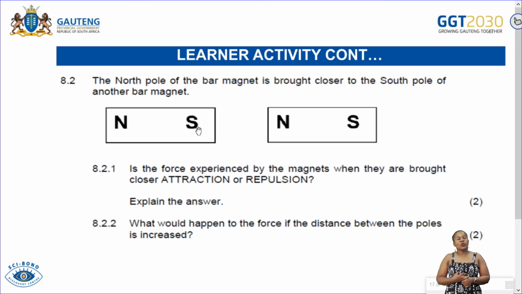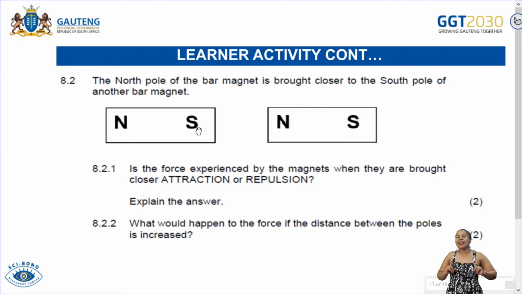8.2 is saying the north pole of the bar magnet is brought closer to the south pole of another bar magnet. So you've got your north south, and then you've got north south on the other side. That means that the unlike poles are facing each other. So what is it that's going to happen? 8.2.1 is the question asking about a diagram pertaining to the magnets presented to us at the top. Is the force experienced by the magnets when they are brought closer an attraction or repulsion?